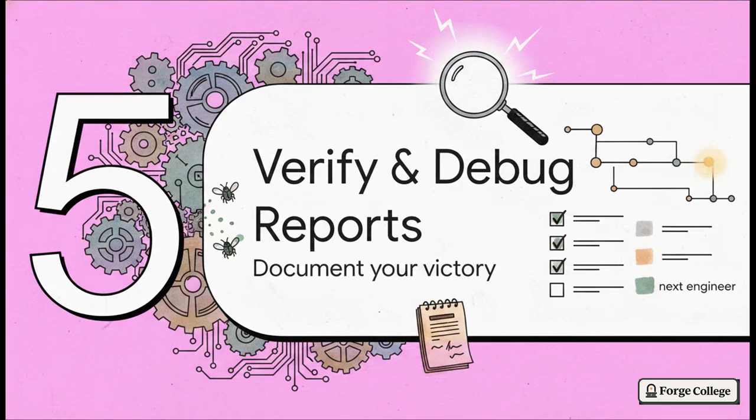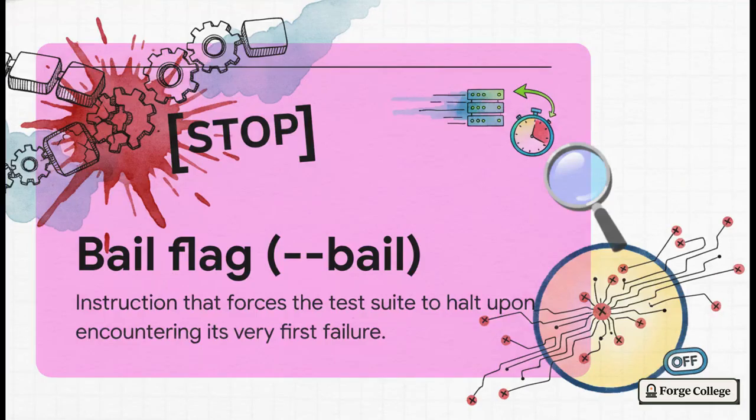All right, Section 5, Verification and Debug Reports. You found the bug, you applied a minimal fix, and the local test is finally passing. You're done, right? Well, not quite. A fix isn't really real until it's verified and meticulously documented. But before we generate that report, let me throw one more powerful tool at you, the bail flag, or --bail.